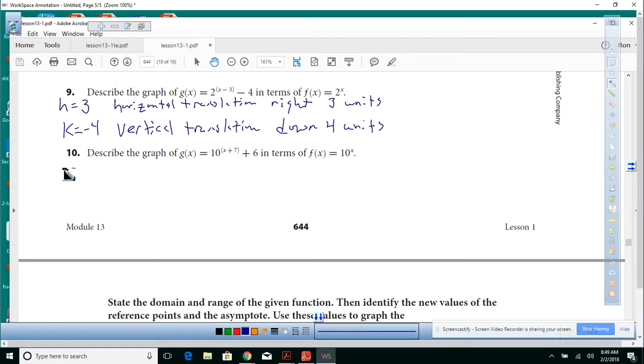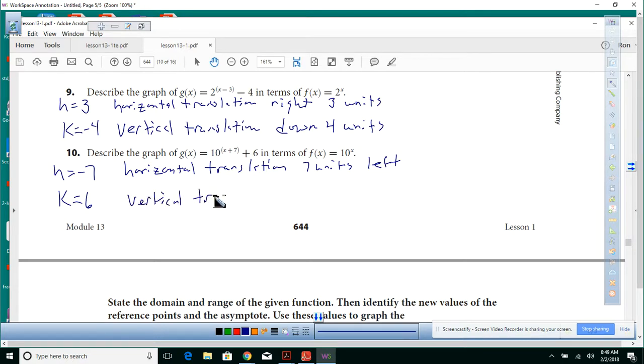Number 10. What do we got here? We got h equals negative 7 and k equals 6. So that's going to be a horizontal translation 7 units left. And we're going to have a vertical translation up 6 units. Good deal.